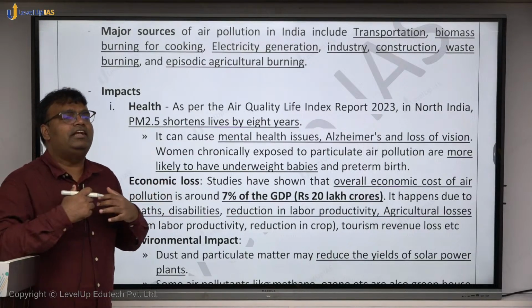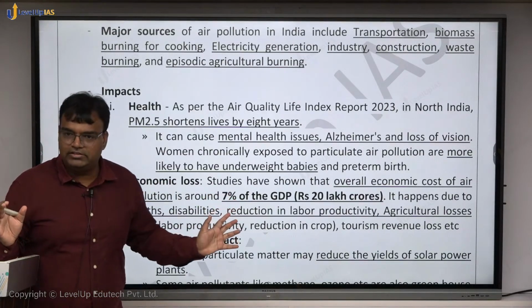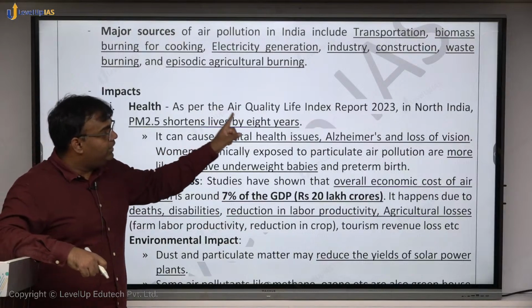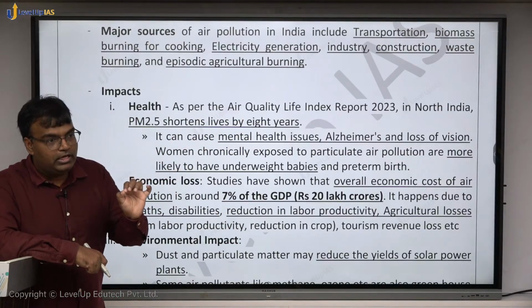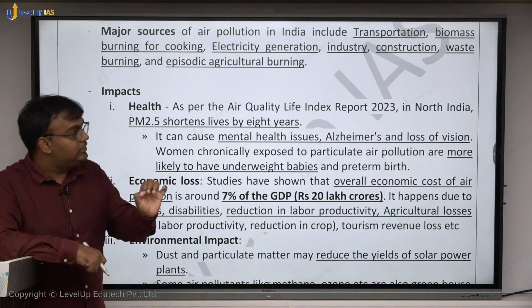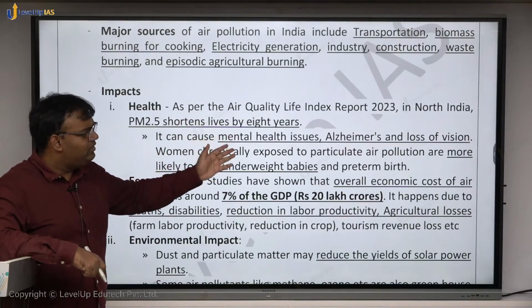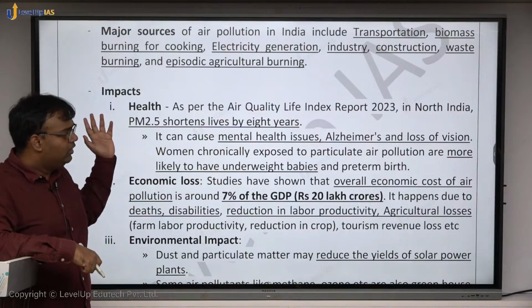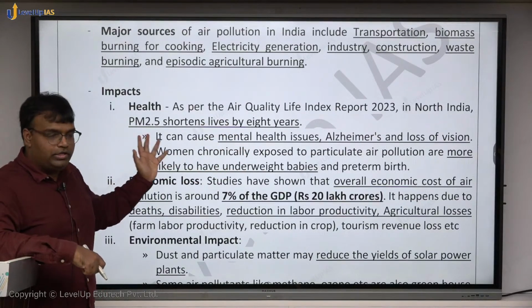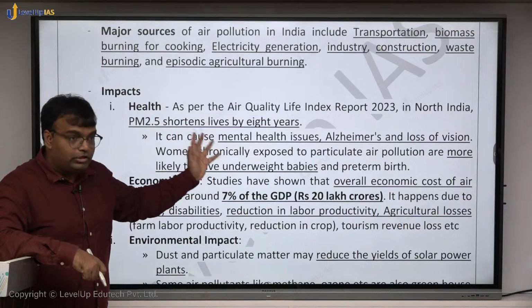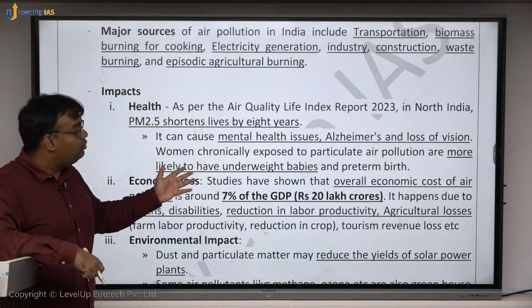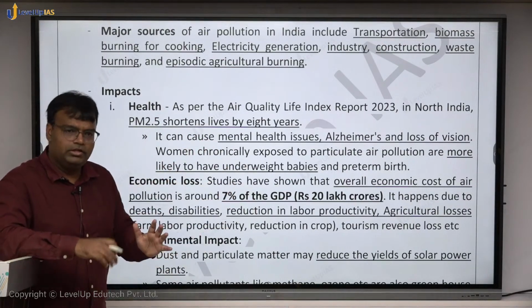So when we are talking about health impact as per this report, rather than randomly saying that someone's life has reduced by 8 years, as per the World Air Quality Life Index report, in Indian cities an average person's life reduces by 8 years. There are various diseases like mental health issues, Alzheimer's, loss of vision. The women who are chronically exposed to air pollution are more likely to have underweight babies, preterm birth. Those kinds of issues are there.